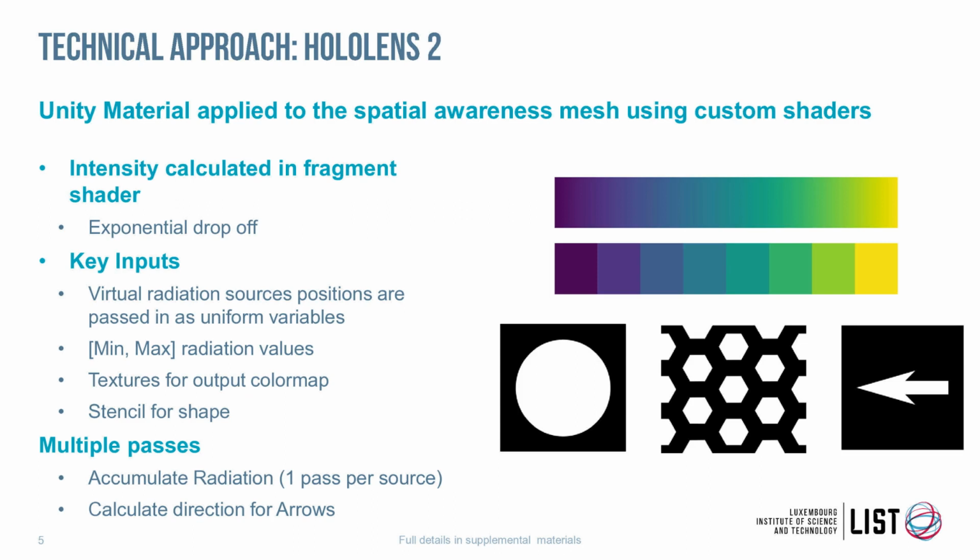A second set builds on this by including stencils which are positioned using triplanar texture mapping, and the third set builds on the stencil functionality, adding in orientation for arrows. Our implementation handles up to 10 sources, and we use the multiple compile functionality of Unity with pre-compile directives to avoid unnecessary computation when fewer sources are used. Full technical details, including pseudocode for the shaders, are available in the supplemental materials.